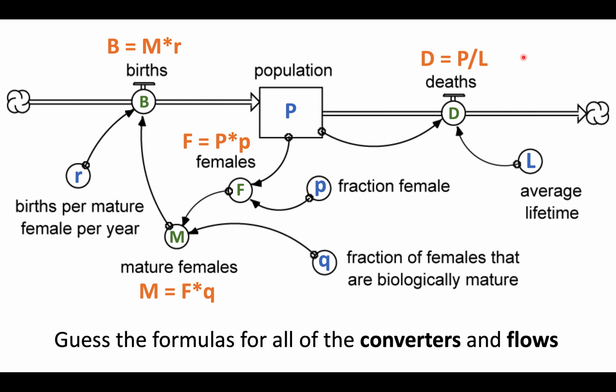And worst comes to worst, you can always check the units. So here, these are individuals divided by time. Well, individuals per year, yeah, that's a rate. That's what we want. This is births per mature female per year, multiplied by mature females. Well, that will cause the mature females to cancel, and so we end up getting births per year. Well, that's a rate. That's what we want going into there, and so on.